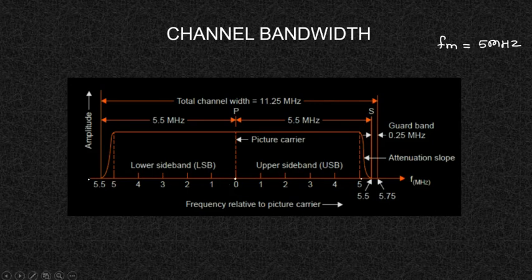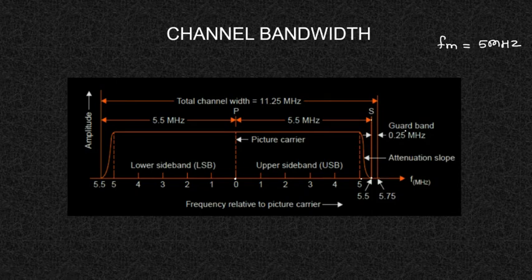Where you are going to put your sound carrier? Your sound carrier must be 5.5 megahertz away from your picture carrier. So where is your sound carrier now? 5.5 megahertz away. So it's 5.5. And if you are putting your sound carrier over here at 5.5 megahertz, you are not supposed to cut your channel over there. You need to give some guard band.